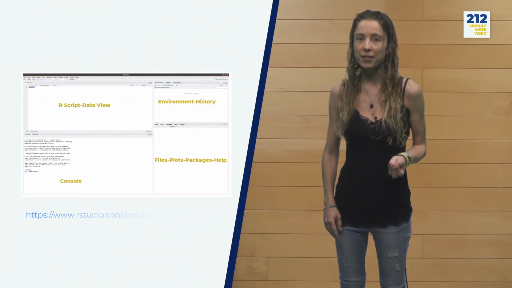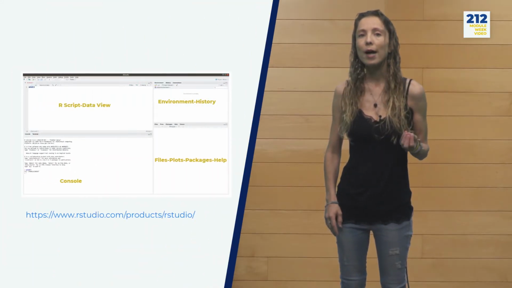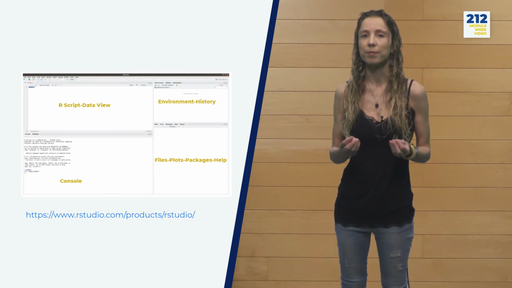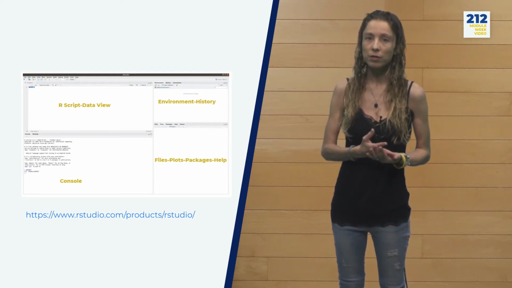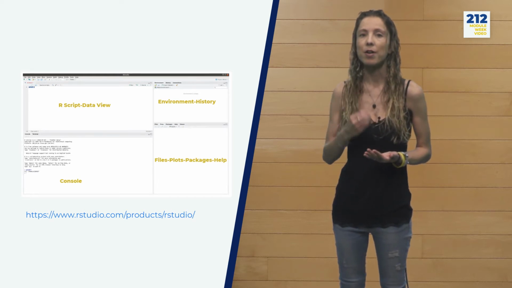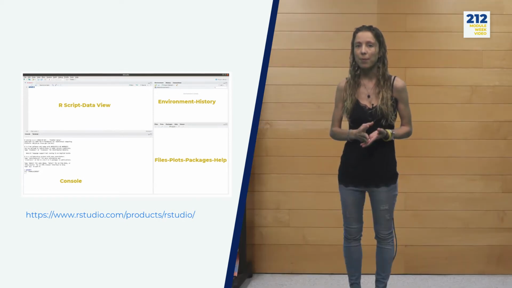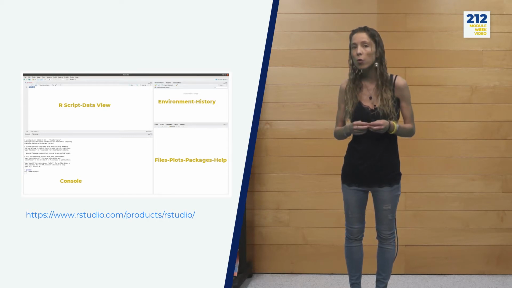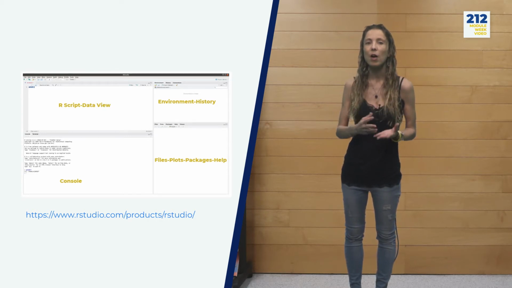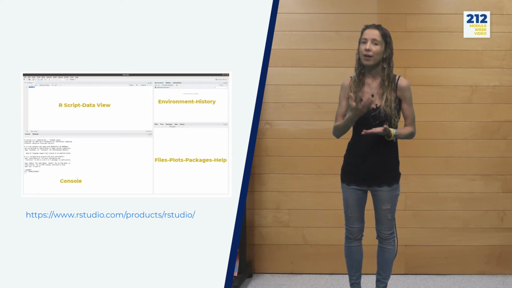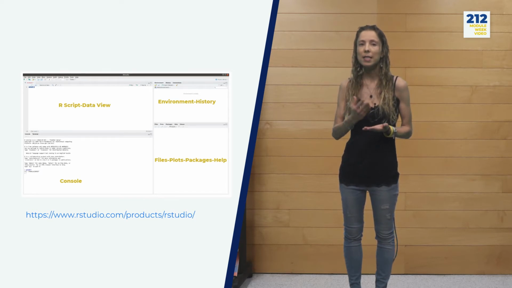In the RScript data view window, we can write and save the instruction syntax. In the console, we can also write the instructions and see the results. The Environment tab shows all the objects that we have saved or those that we have been creating throughout the session, and the History tab shows the list of instructions used so far.